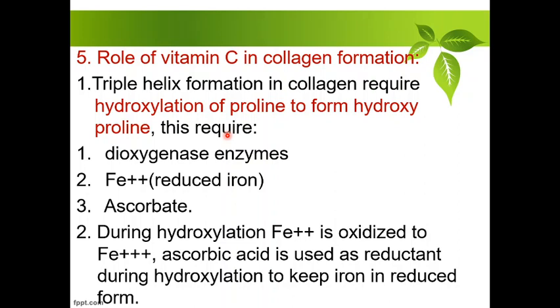Okay. Now, who provides this reduced iron? It is provided by ascorbate. If reduced iron is required, who is the provider of this? Because it reduces ferric iron to the ferrous form. During hydroxylation, ferrous is oxidized to ferric form, but ascorbic acid is used as a reductant and it keeps the iron in the reduced form so that hydroxyproline can be formed, which is essential for the collagen formation.